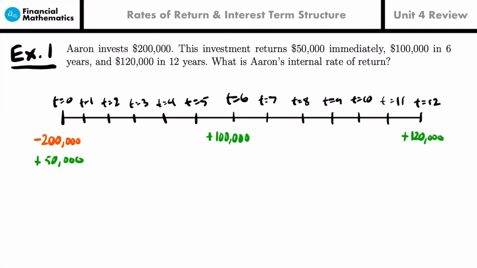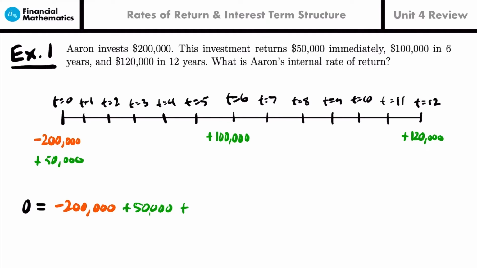So now what we want to do is set up an equation where we set 0 equal to the net present value, where we value all of these cash flows at time 0. All right, so let's do that. We're going to set 0 equal to the present value of all these cash flows. The first two right here are already valued at time 0, where the present value would be valued. So we can just write in minus 200,000 plus 50,000.